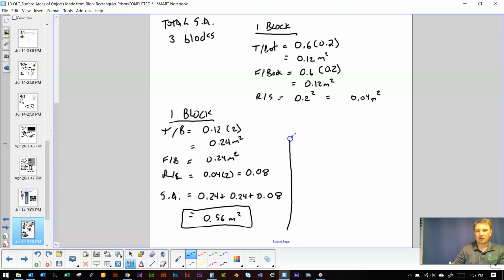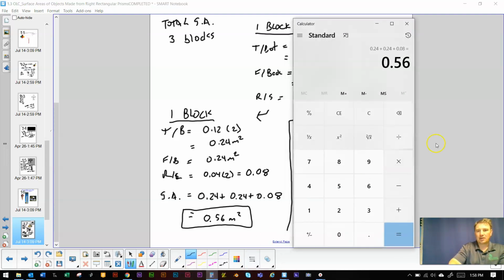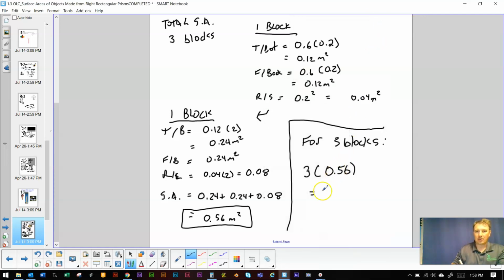We've got 3. So I like separating out my work just so I know what my thought process was. So I did this, and then I did that, and now finally, so for 3 blocks, we've got 3 times 0.56 meters squared is going to give us, let's go to the calculator, 3 times 0.56 meters equals 1.68 meters squared. Don't forget the units.